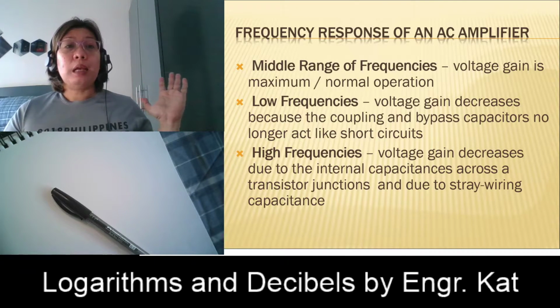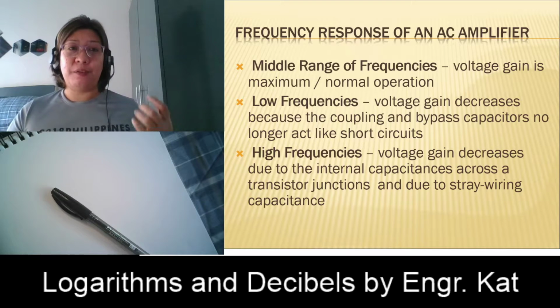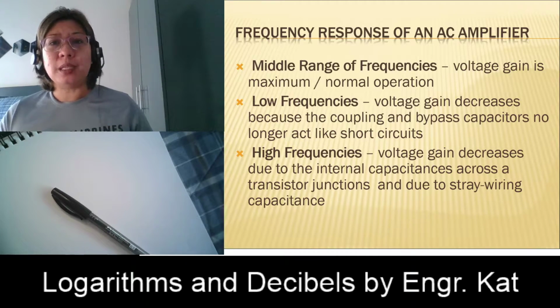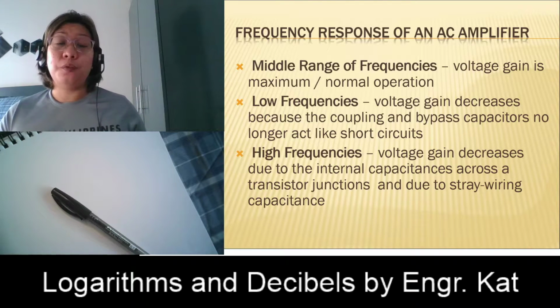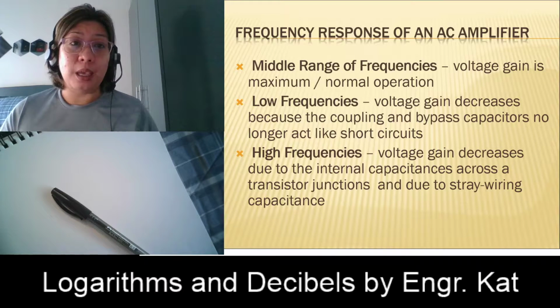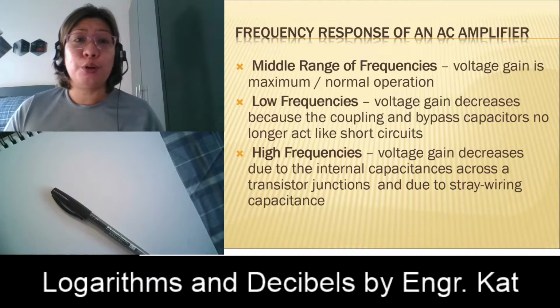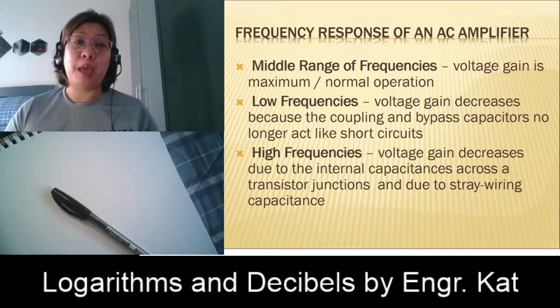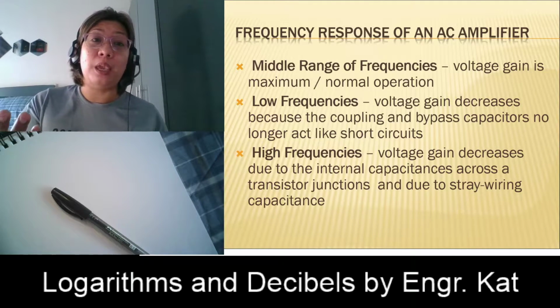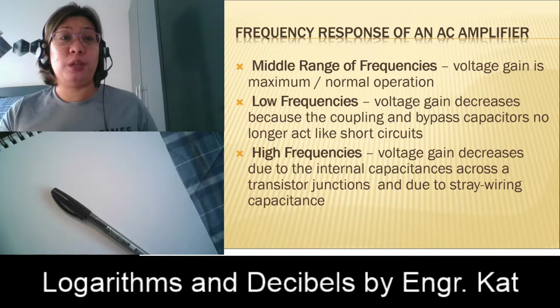So the low frequency range is dependent on your bypass and coupling capacitors. How about the high frequencies? Also at high frequencies above the mid-range frequencies, your voltage gain again tends to decrease. But this time it is no longer because of the coupling and bypass capacitors, because once we reach their frequencies, automatically they are already short circuit.